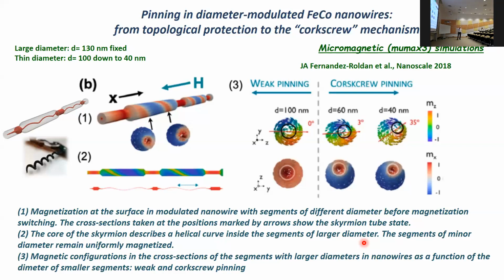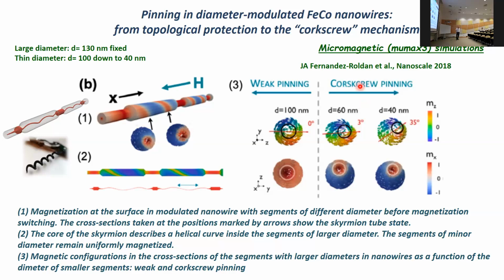We have done some micromagnetic simulations of these modulated nanowires with different alternating lengths and diameters, and we have classified the reversal mechanisms as weak pinning and corkscrew pinning. Weak pinning is when the difference in diameters between the thick and thin segments is not very large. For example, when the thin is 100 and the thick is 130, the reversal is very weakly pinned. But when the difference in diameter is very significant, for example from 130 to 60 or 40, we observe corkscrew pinning.